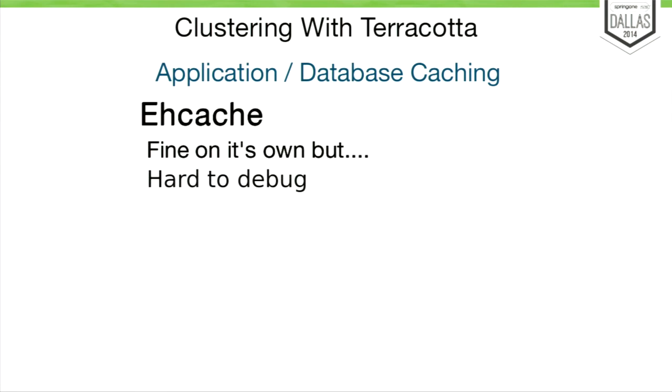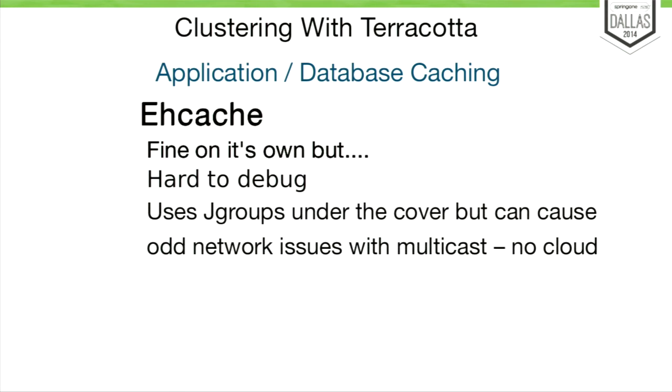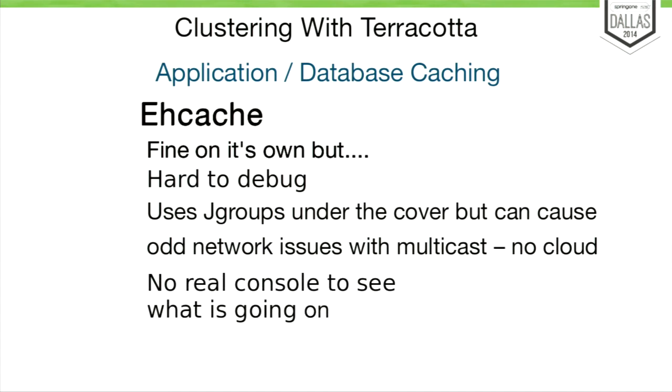So EH cache, it's fine on its own. I know a lot of people use it, but it's hard to debug. It's hard to figure out what's going on when it's not working right. If you're on Amazon, you can't do multicast, so part of that's not going to work. And it really uses JGroups under the cover. But it can cause odd network issues, nodes kicking each other off. When you've got no multicast, it's a lot more difficult to set up. And you've got no real console to see what's going on. You could try to find some tools to do that, but it's pretty ad hoc kind of stuff.